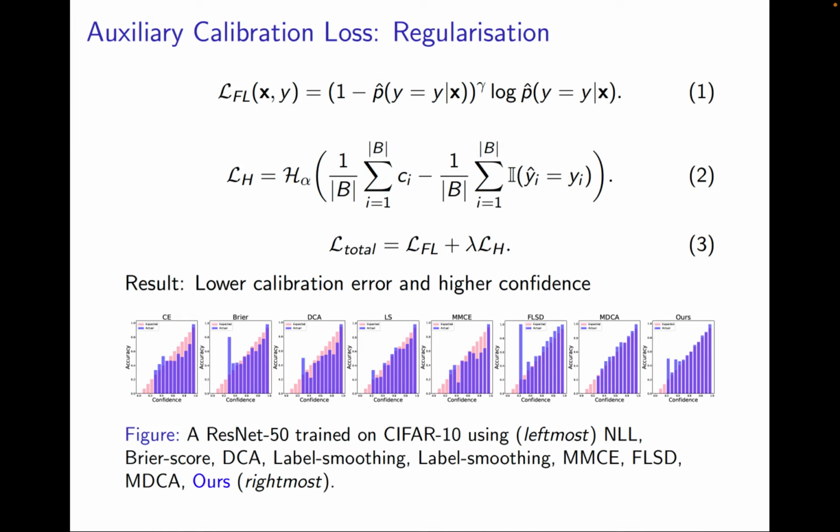So equation 1 is the focal loss, which is a well-studied calibration loss. Equation 2 is our Huber loss, which penalizes the deviation of confidence from the accuracy over a mini batch. The total loss is focal loss with a regularized Huber loss. And the result is that we achieve lower calibration errors, as can be seen from the reliability diagrams plotted below. Ours achieves near perfect calibration as opposed to the other contemporary calibration losses.